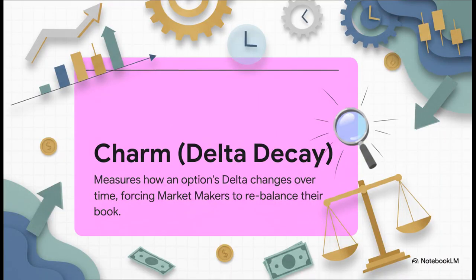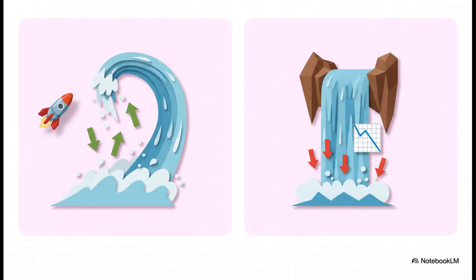You see, market makers, the folks on the other side of all our trades, have to stay delta neutral. All that means is they try to balance their books so they aren't making a bet on which way the market is headed. But as time passes and options decay, their positions get all out of whack. Charm measures this time decay, which literally forces them to either buy or sell the underlying stock just to get back to neutral. It's a forced action, and we can track it. So the takeaway here is super important. Positive charm creates a buying drift.